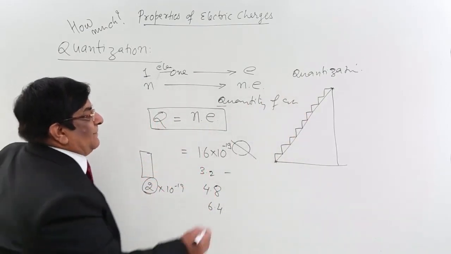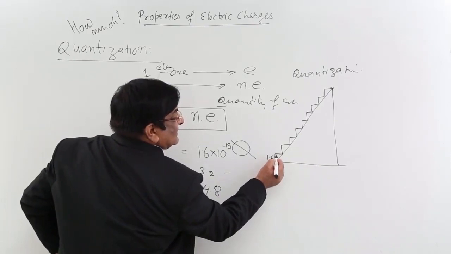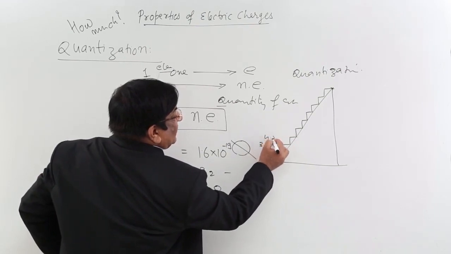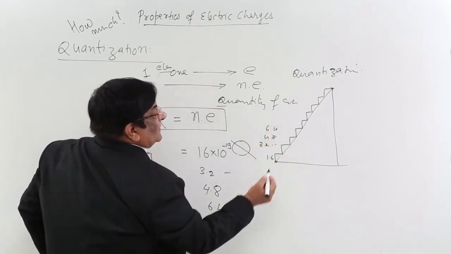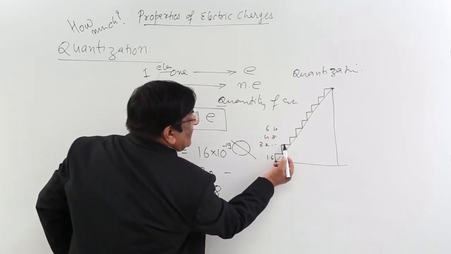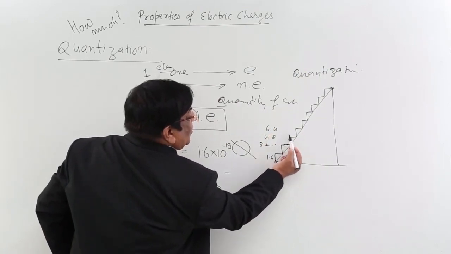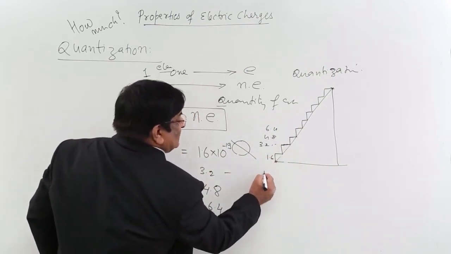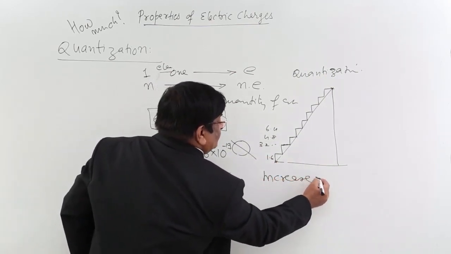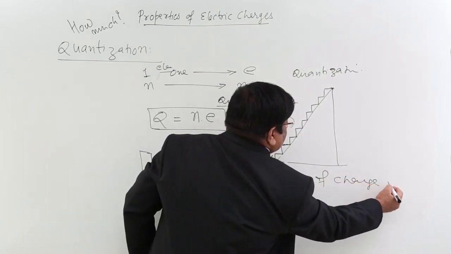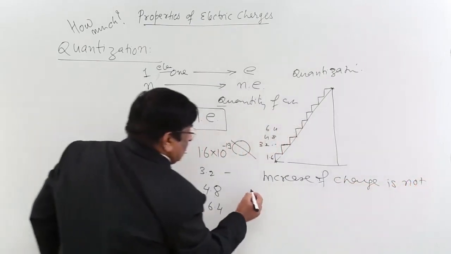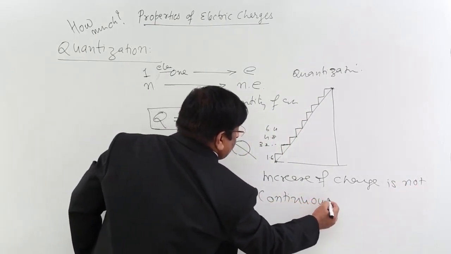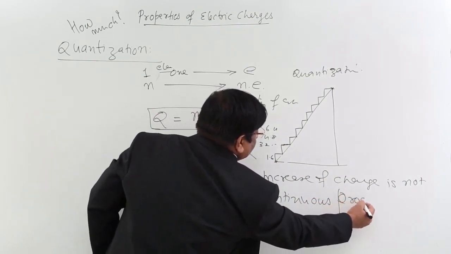It increases in steps. This step is 1.6. Now this has a height of 3.2, this has a height of 4.8, and this has a height of 6.4. So either you are at this level, or this level, that is 3.2, or you are at 4.8. You cannot remain in between. So increase of charge is not a continuous process.